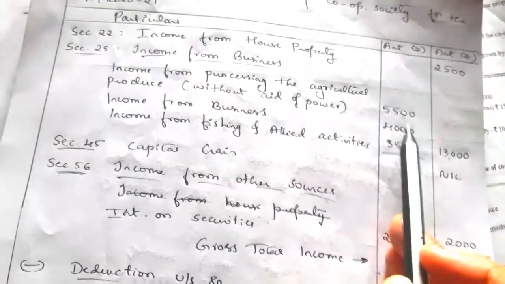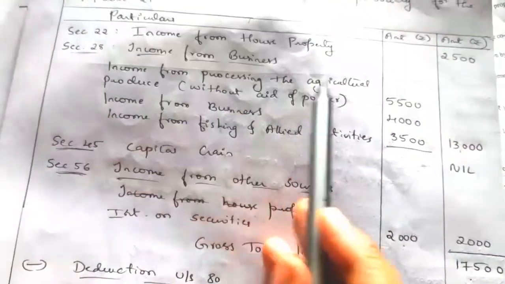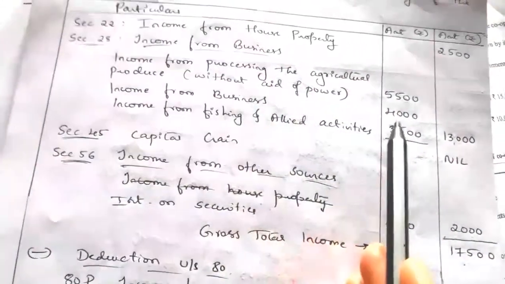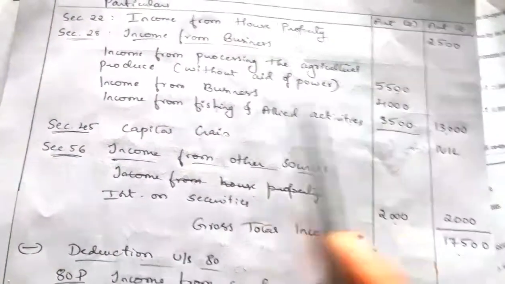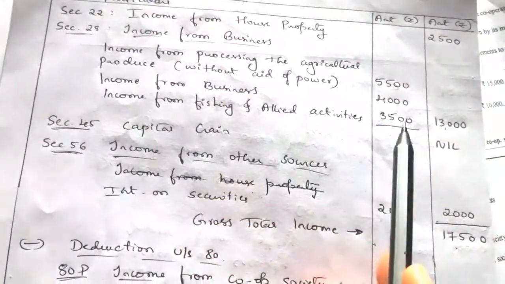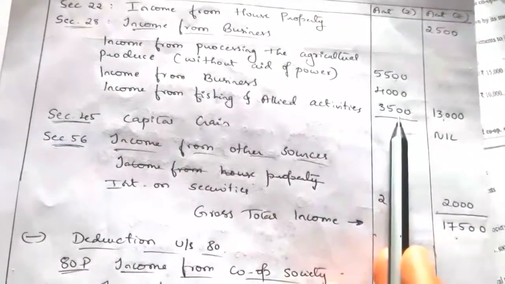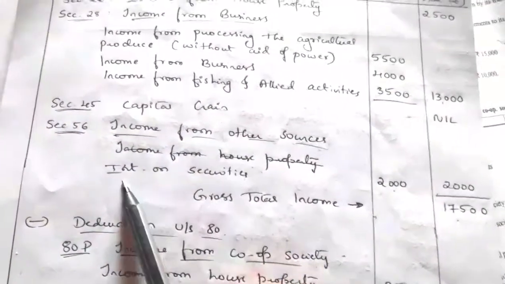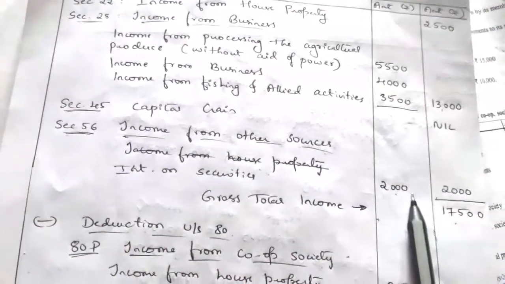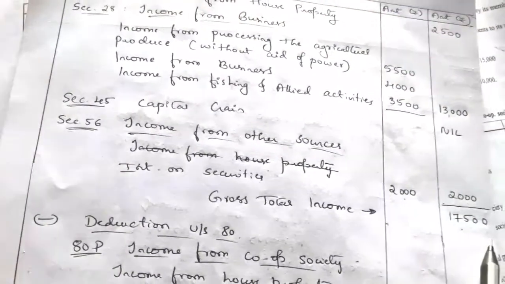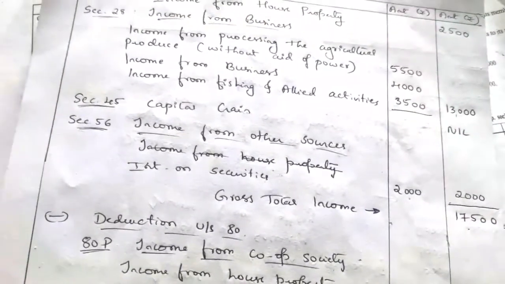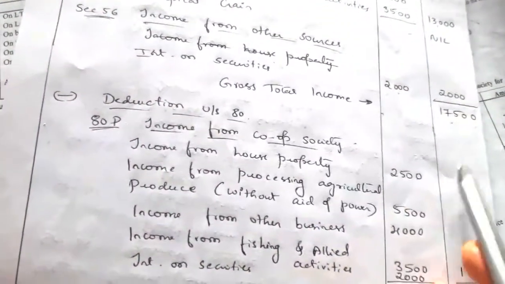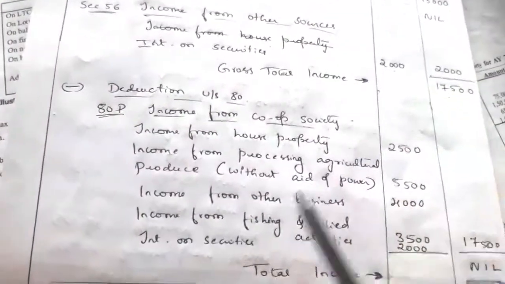Next income eligible for 80P deduction is income from processing agricultural produce, so 5,500 can be deductible. Income from other business, here a maximum of 50,000 we can take, so 4,000 is deductible. Income from fishing and allied activities, 3,500 is given, so this is also deductible. Under capital gain, nothing is given. Next, interest on securities is also deductible under section 80P because GTI is less than 20,000. So we can deduct the deductions for interest on securities and property income under 80P.